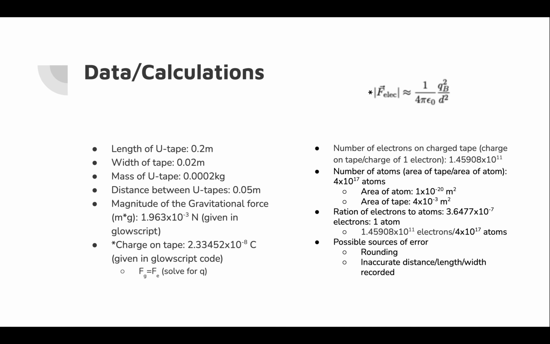Possible sources of error for these calculations could be rounding, or inaccurate measurements of the distance, the length of the tape, or the width of the tape that was recorded.